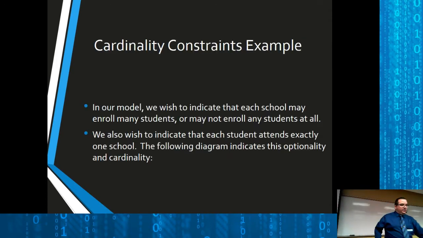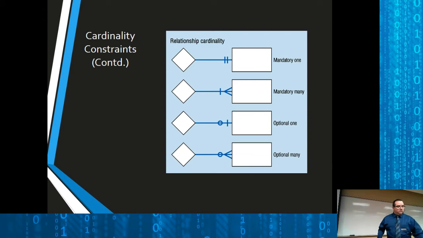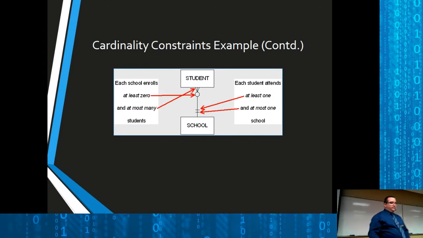So if we go back to this one, right? Mandatory one, optional many. That's without the little red arrows. So once again, a school can have many students or none at all. Totally, this side's totally optional. But once a student exists, it has to be assigned to a school. And they can only attend one school. Yes?